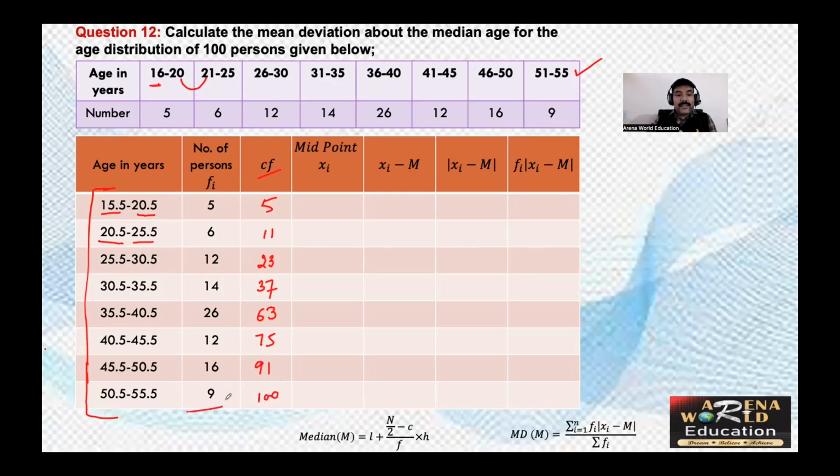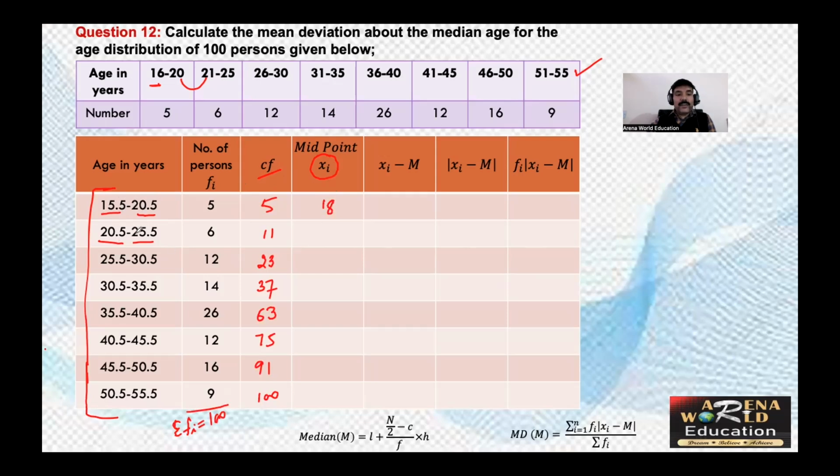Or simply you can write summation fi, they are equal to 100. Right? What is the next step? We find the midpoint to find xi, right? So look at this one, 15.5 plus 20.5. It is what? 36, and 36 divided by 2, this will be 18, right?